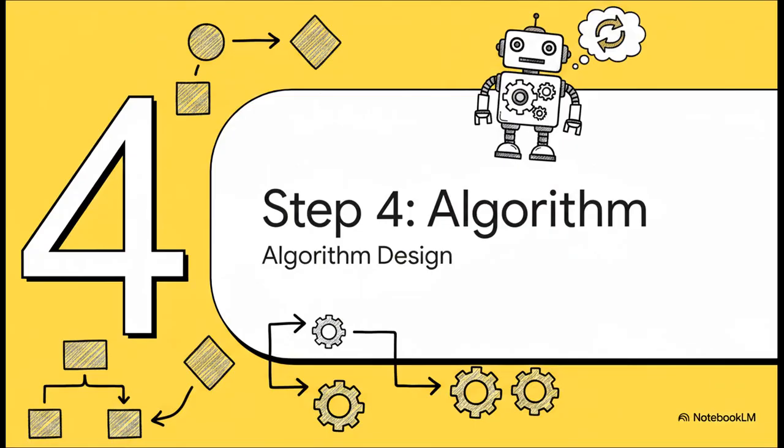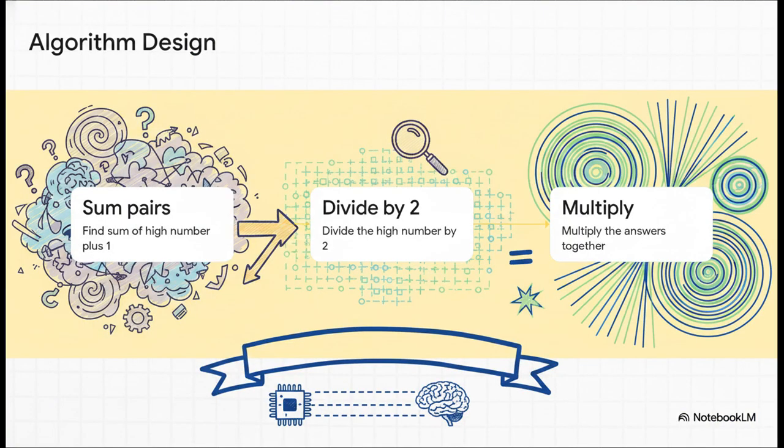Finally, step 4, algorithm design. Developing step-by-step instructions. This is where we build out instructions that we can actually use again to solve similar problems down the line. So, the crucial point is, we've just built an algorithm. Step 1, find the sum of the high number plus 1. Step 2, divide the high number by 2. Step 3, multiply the answers from Step 1 and Step 2 together. Just like your daily morning routine or your absolute favorite recipe, we have taken total chaos and transformed it into a super clean, universal formula.